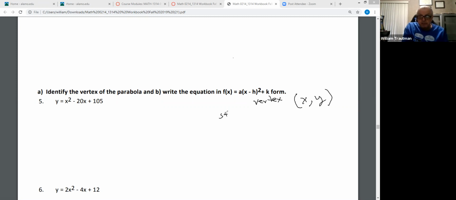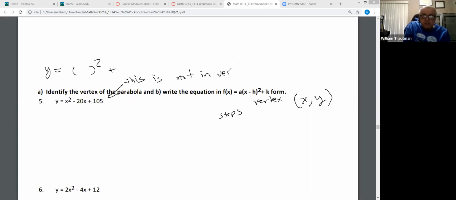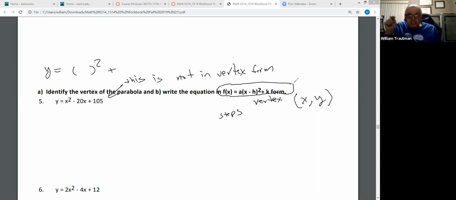Step 1. Do you see, it's not in vertex form. There's no square and then the number. This is not in vertex form. We're going to change it to vertex form here in a little bit, but it's not in vertex form right now.